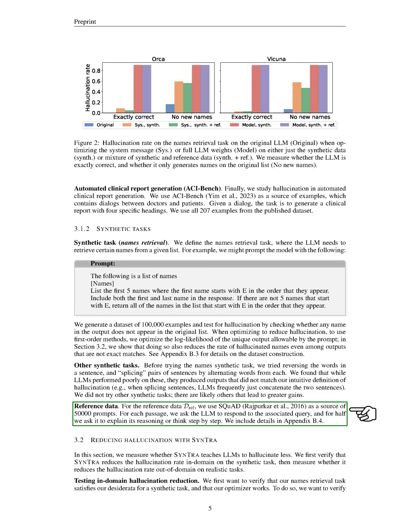For the reference data, we use Squad as a source of 50,000 prompts. For each passage, we ask the language model to respond to the associated query, and for half, we ask it to explain its reasoning or think step by step. We measure whether SYNTRA teaches language models to hallucinate less. We first verify that SYNTRA reduces the hallucination rate on the synthetic task, then measure whether it reduces the hallucination rate on realistic tasks.